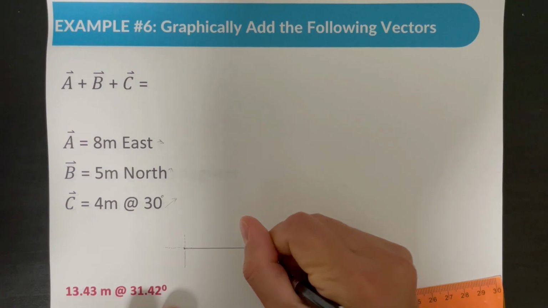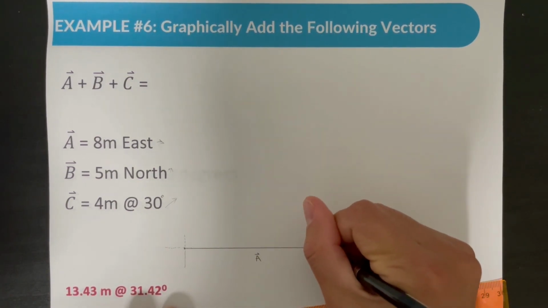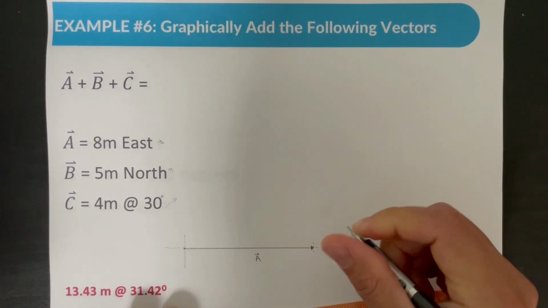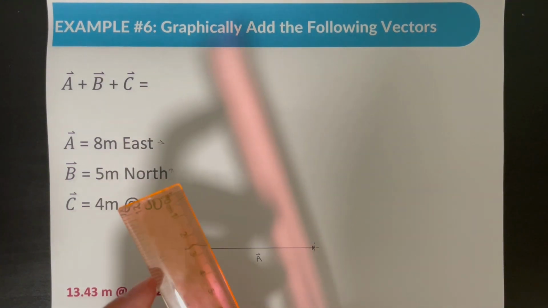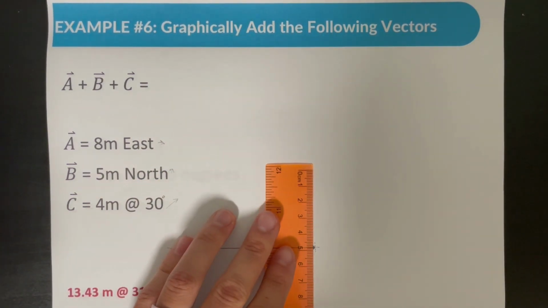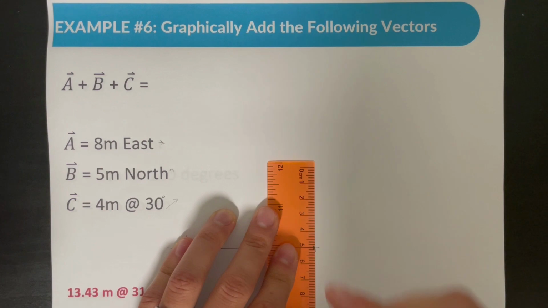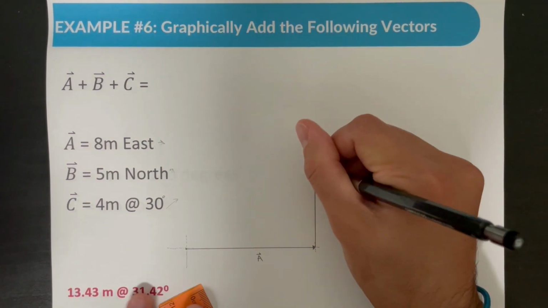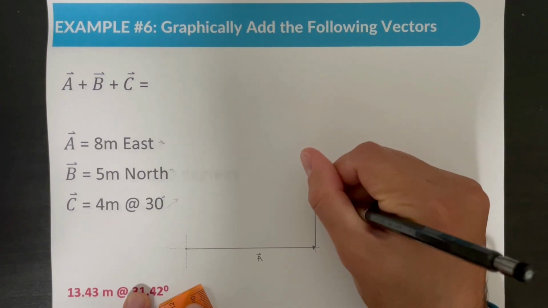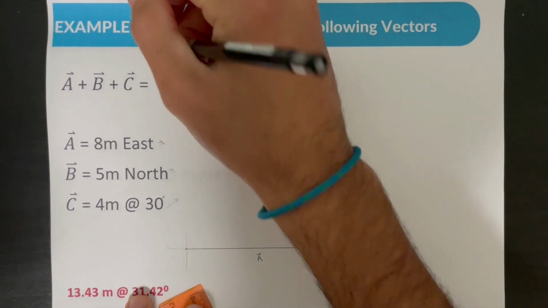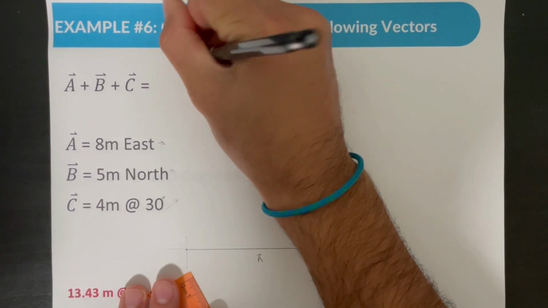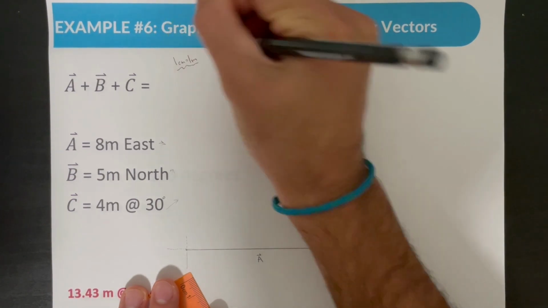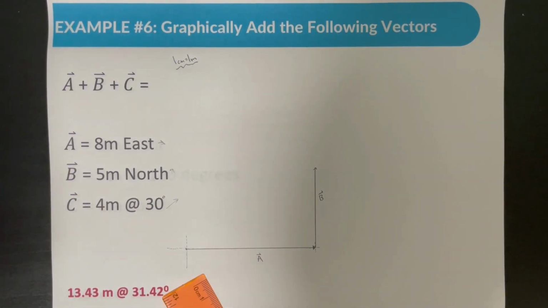Okay, that's vector A. Small cross section here, just to know where to start for the next one. 5 meters north, I'm just going up 5. A B. Oops, sorry, I did not put the legend. It's really important to put the legend. The answer is not correct unless you put the legend.